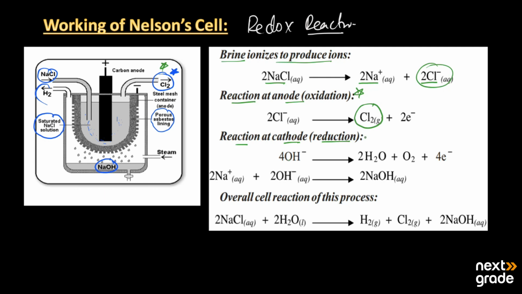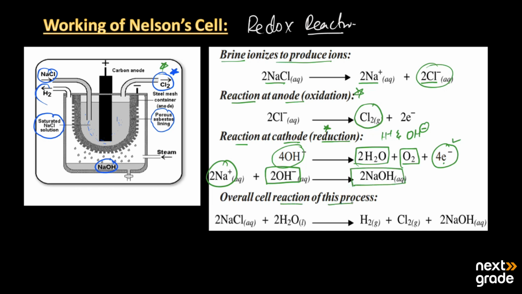Now, the water that we use as the aqueous solution contains positive ions and hydroxide ions. These hydroxide ions move towards the cathode and change into water and oxygen gas, producing four electrons. These four electrons are lost by the hydroxide ion, so this process is called reduction. Now, the sodium ion present in the brine and the hydroxide ions from the aqueous solution combine and produce sodium hydroxide.